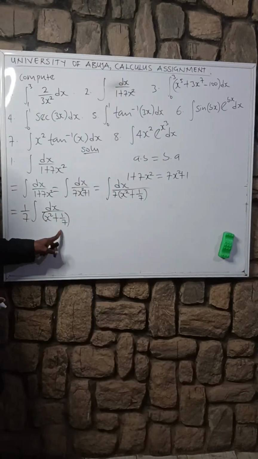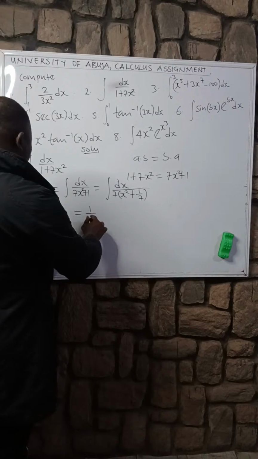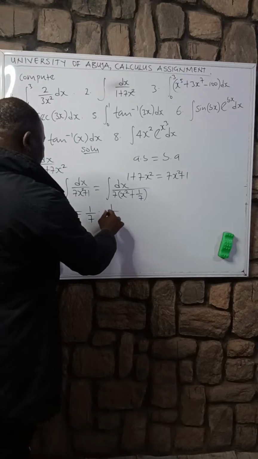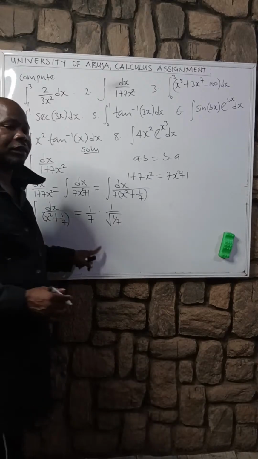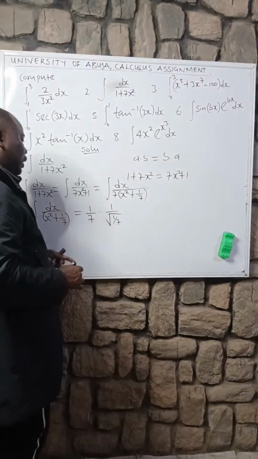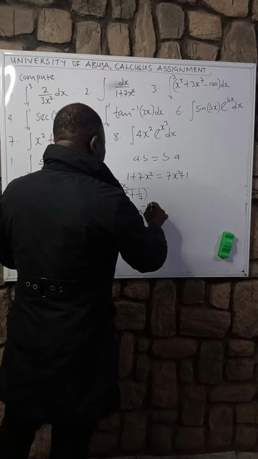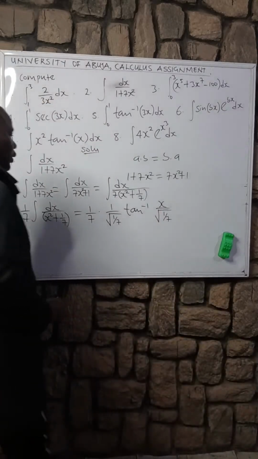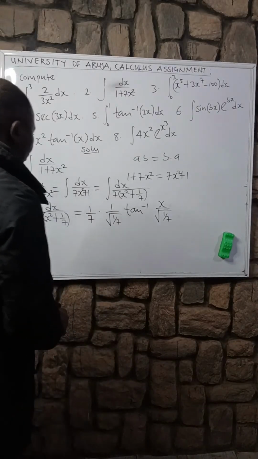So when you integrate this, you are going to have 1 all over 7 times 1 all over the square root of 1 all over 7, then arctan. Arctan means tan inverse, true or false? Tan inverse of x all over the square root of 1 all over 7. Is that clear? Yeah. So far so good.